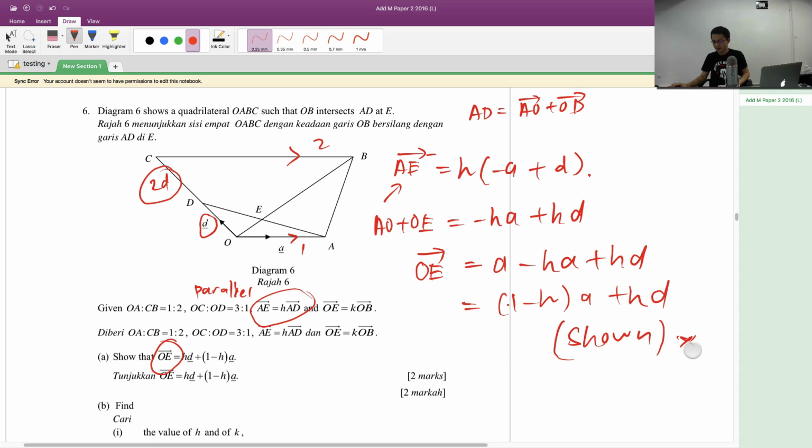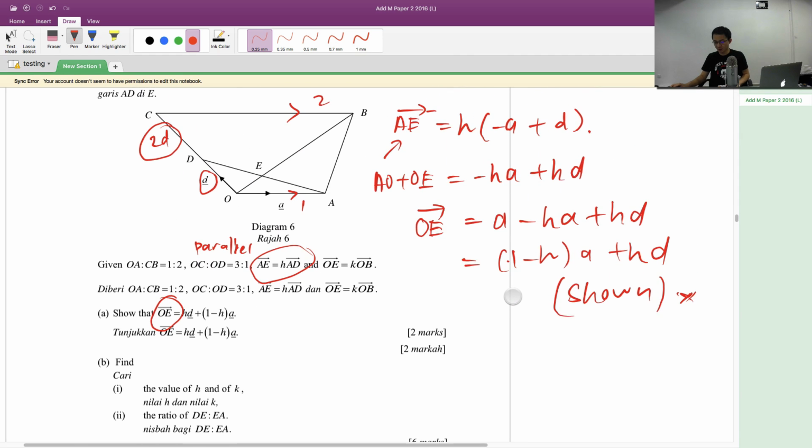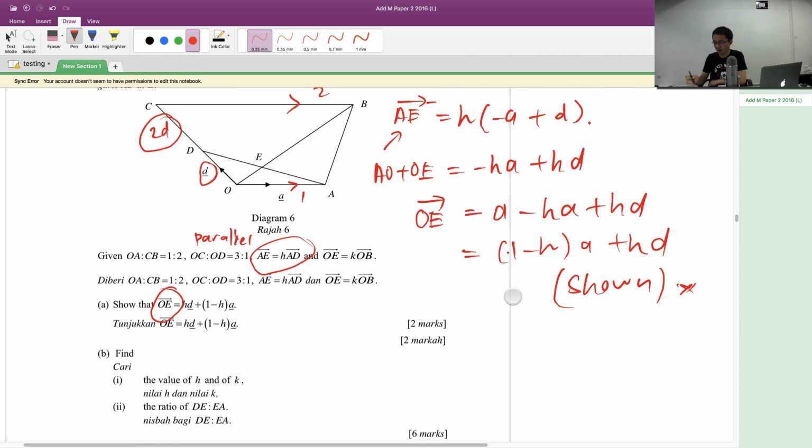Alright, then the question says find the value of H and K. If I want to find the value of H and K, I will do the substitution later because I already have OE as a subject here. So I want to know OB, O to B. Is there any way we can get OB? Yeah, we can get OB.